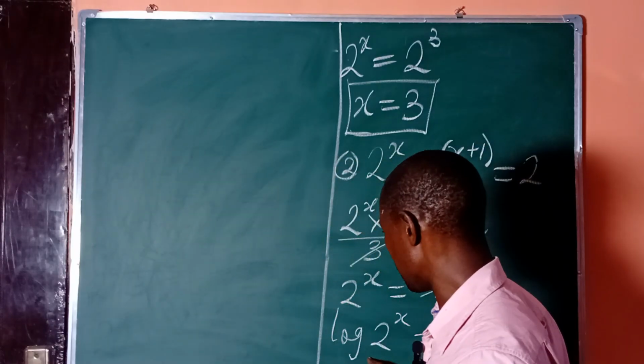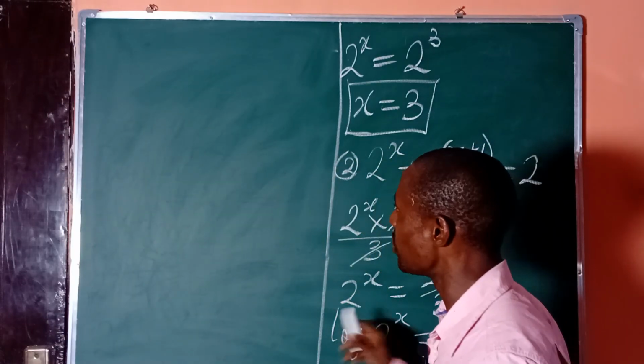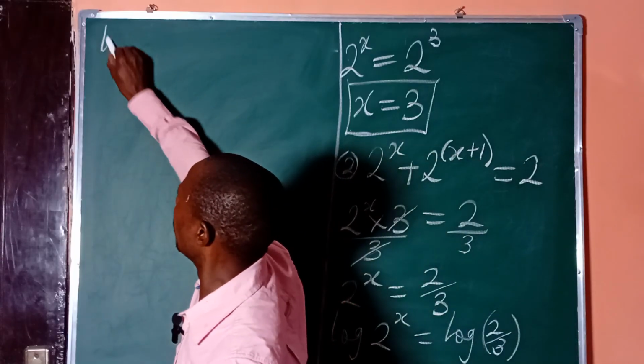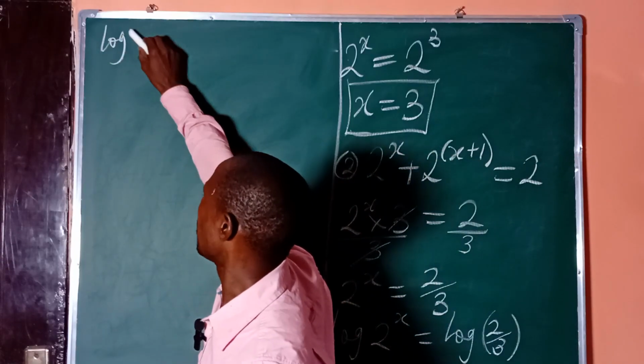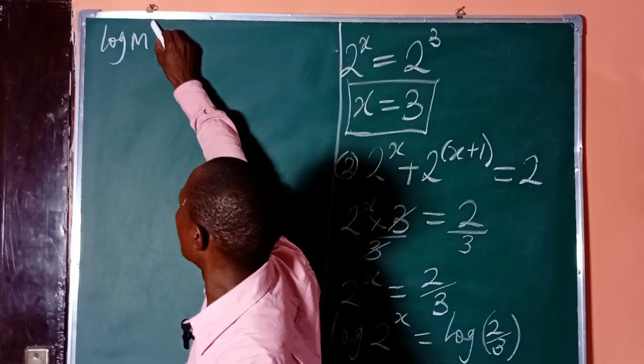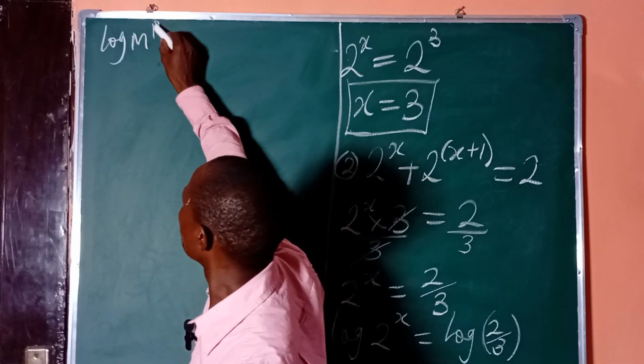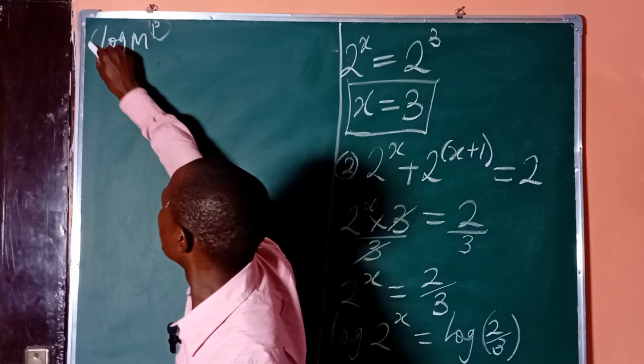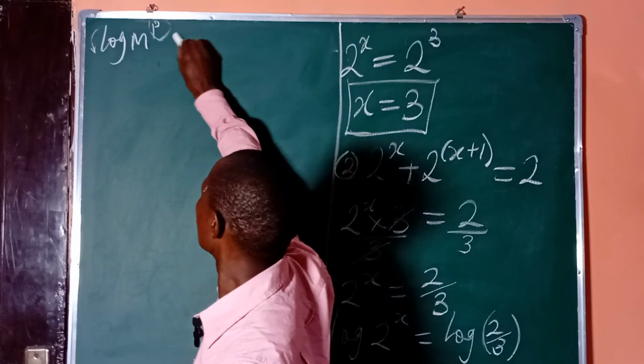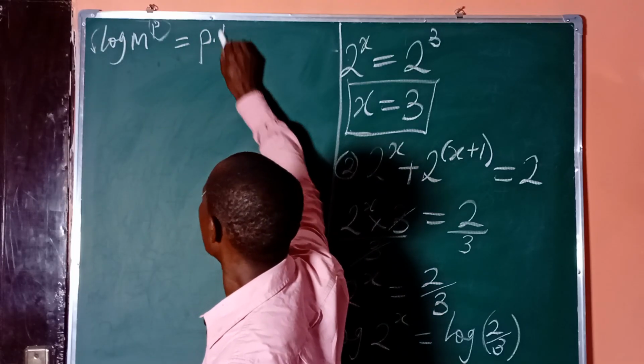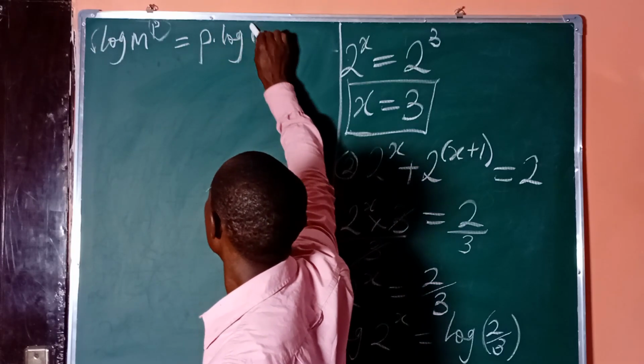So the first law is the power law of logarithm, which says that when you have log of m to the power of p, we move this p to this side. This gives us p times log m.